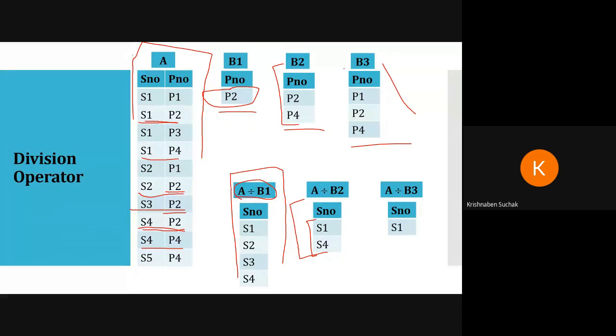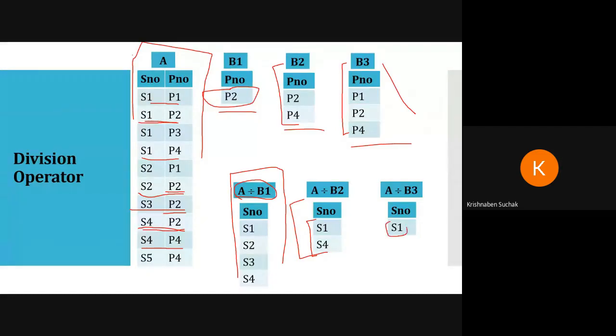Okay, and next in B3, what do we have? B3 shows P1, P2, P4, all these three things. Okay. So here the series number who is having all these three values will only be displayed. Now let's check here. S1 is having P1, yes. S1 is having P2, yes. S1 is having P4, yes. So S1 will be displayed here.